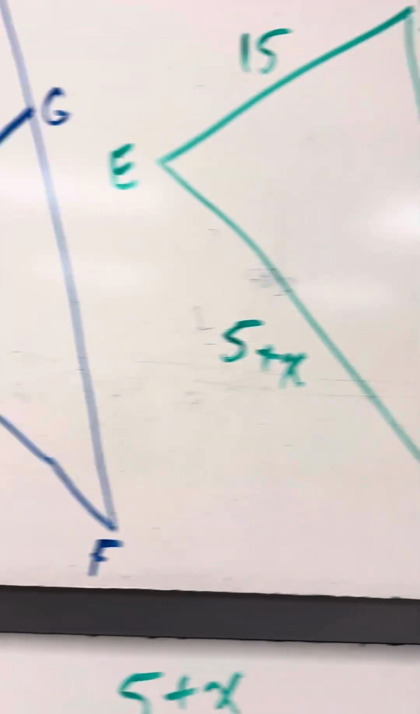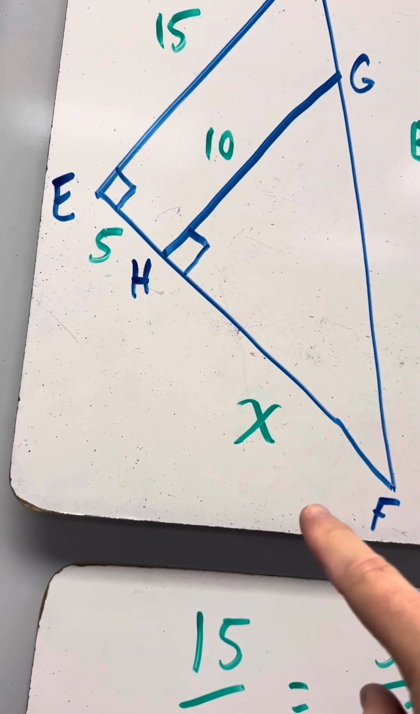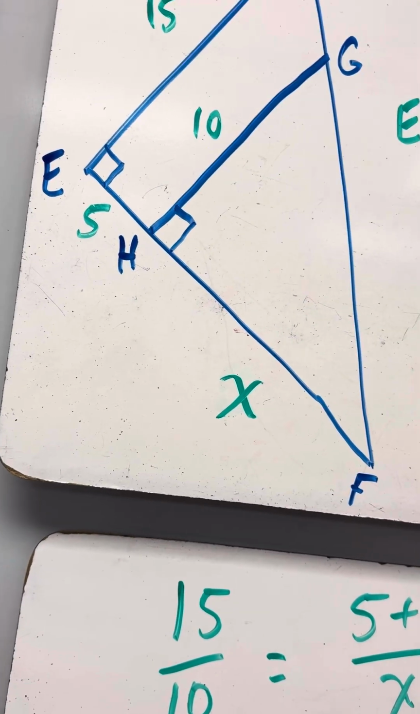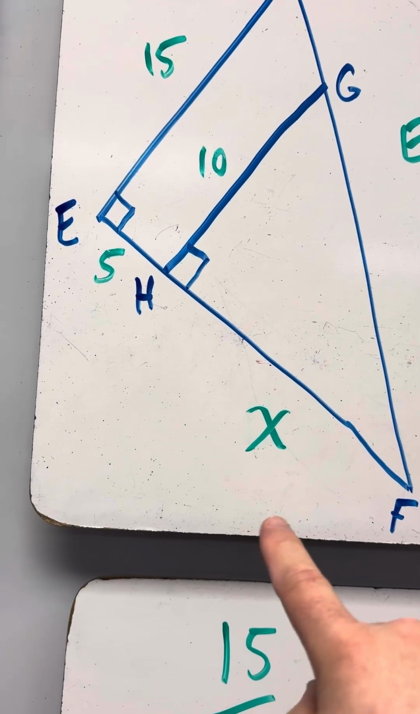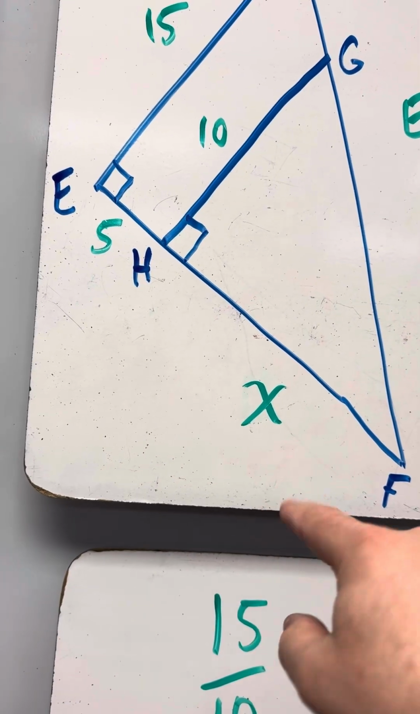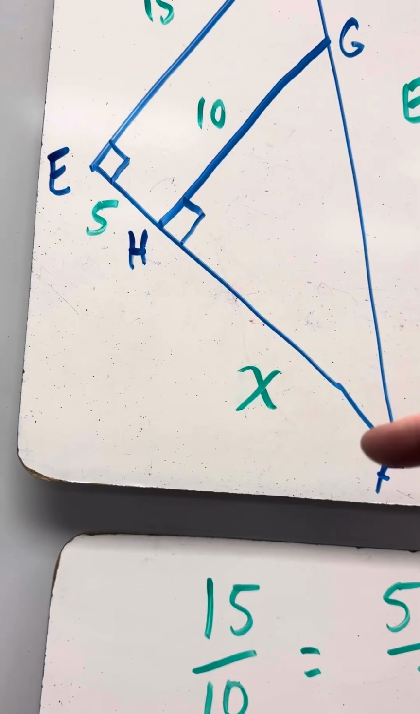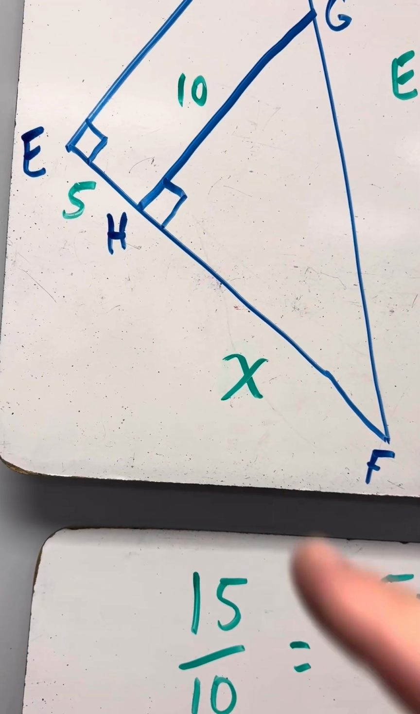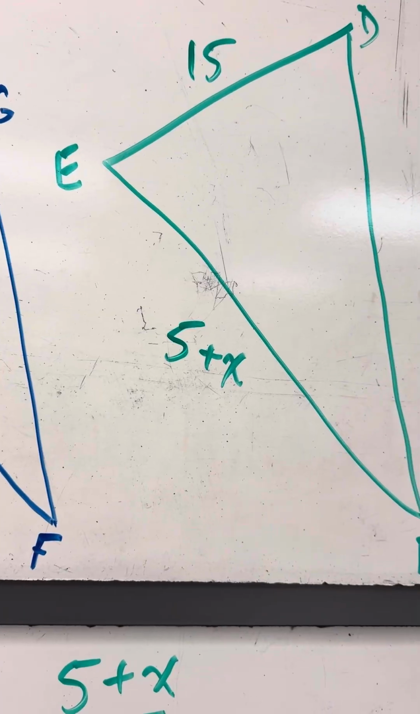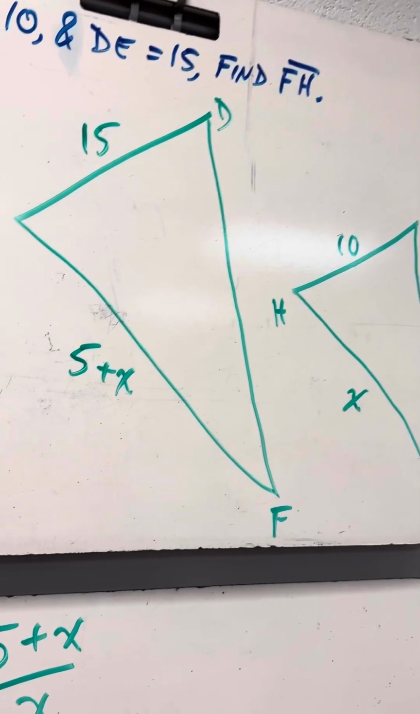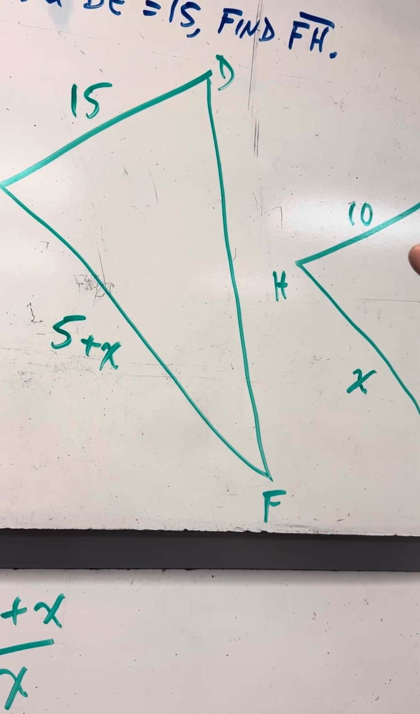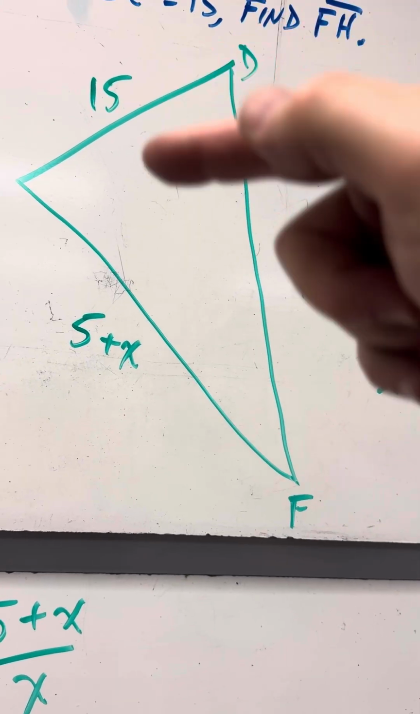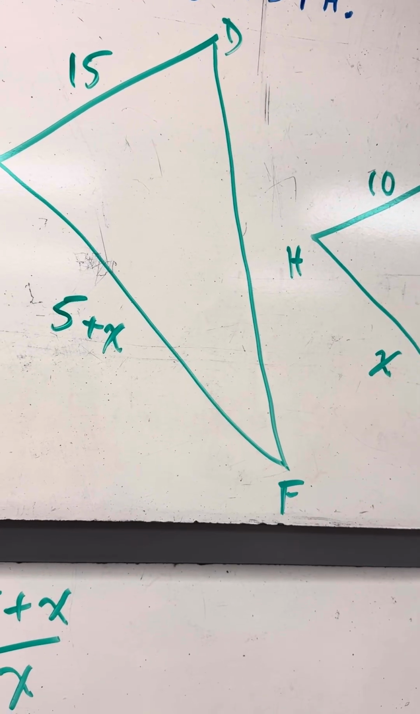Now, here's the key. If this is 5 and this is X, does it make sense that EF would be 5 plus X, right? If this was 7, you'd tell me this was 12. If this was 8, you'd tell me this is 13, right? 5 plus 7 or 5 plus 8. If this was 3, you'd tell me this was 5 plus 3. Well, since it's X, we're going to call it 5 plus X. So now we're just going to say 15 over 10 equals 5 plus X over X. I could also say 15 over 5 plus X equals 10 over X. That works too.